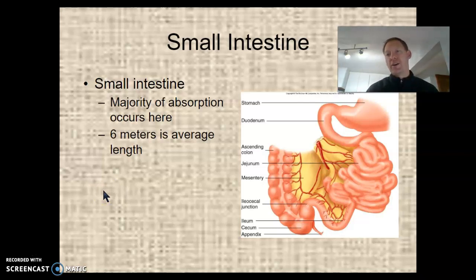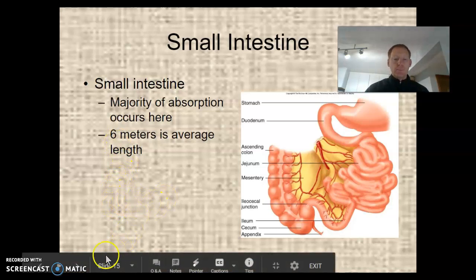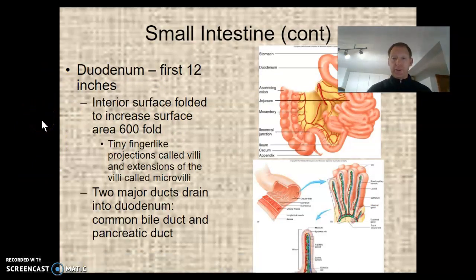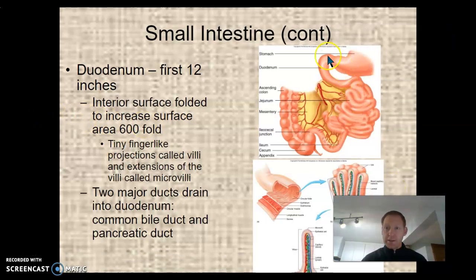Take 5 very large steps, and that is how long your small intestine is if you stretch it out. So very long. And its main job is to do the absorption. It's broken down into 3 parts. The first one is the duodenum. It's the first 12 inches, right after the stomach. So it's this little curvature right down in here.